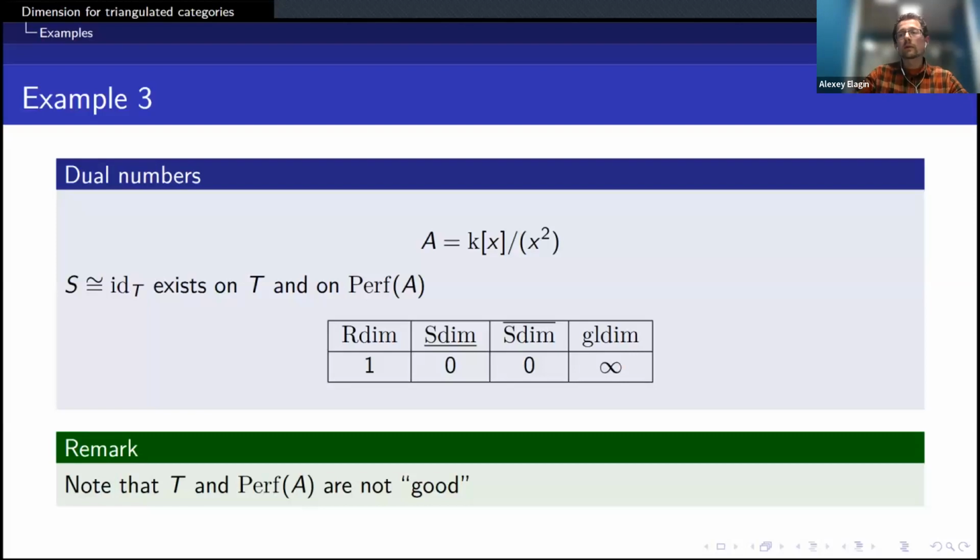In this case, of course, we have only 2 indecomposable modules over this algebra, but we have infinitely many indecomposable complexes, which are not modules. Also note that this category T, as well as the category of perfect complexes over A, are not good in our sense.